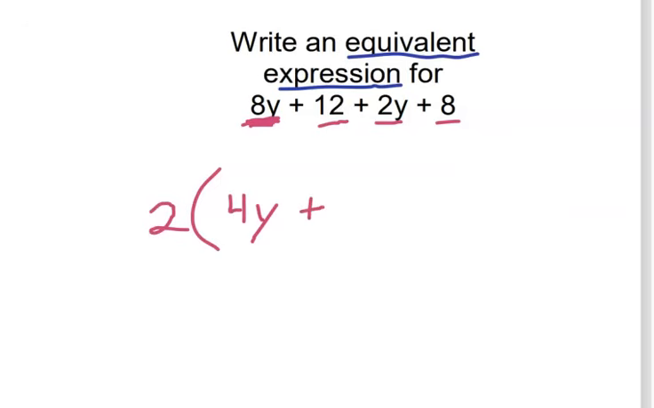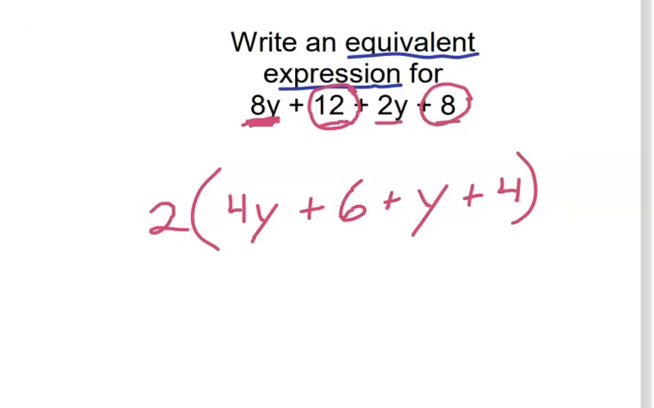Plus, how many times does 2 go into 12? 2 goes into 12 6 times. Right? And then how many times does 2 go into 2y? Well, 2 goes into 2 1 time, so that's just going to end up being y. And then how many times does 2 go into 8? 4 times, right? So there we go. There's an equivalent expression. Now, there's another way we could have done this, where we just simply combine like terms.